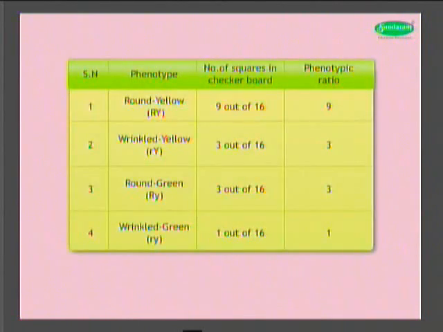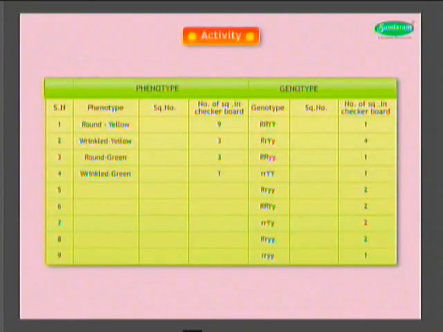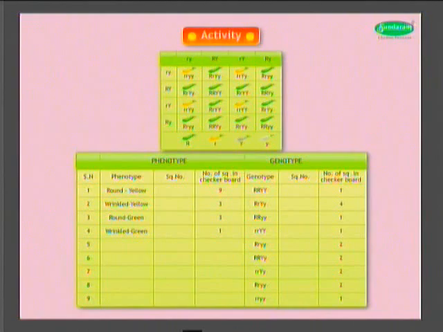Observational study of F2 generation gives the results as shown. Phenotypic ratio is equal to 9:3:3:1. Let us do this activity. The above 4 phenotypes involved 9 different genotypes. Observe the figure and complete the following table.